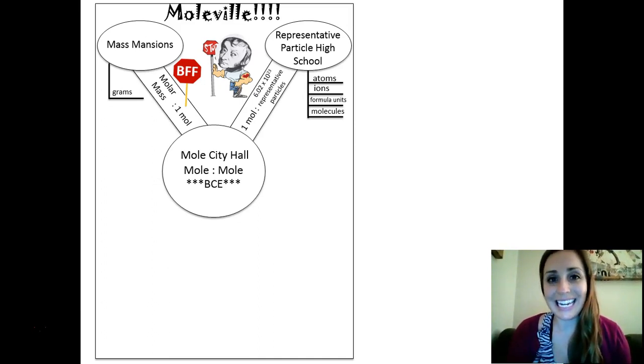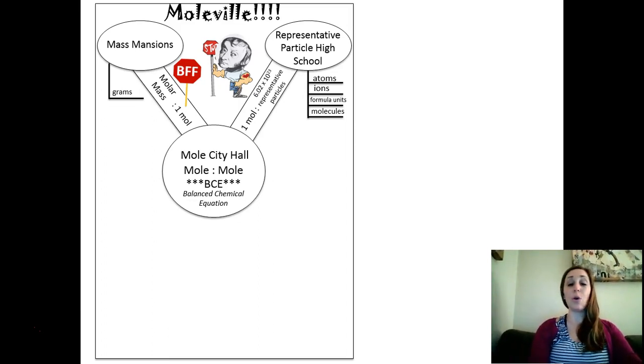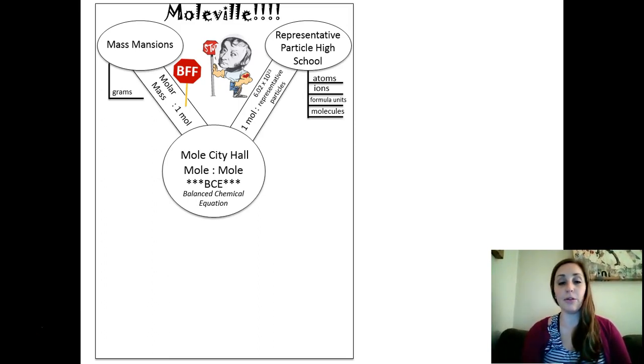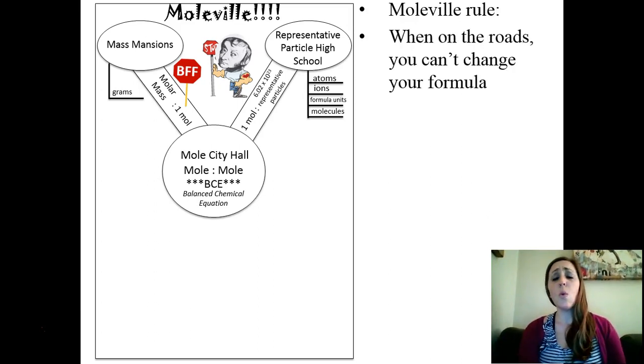So the BCE, and if you want to write yourself a note, that is the balanced chemical equation. So the balanced chemical equation, you're going to use those coefficients to tell you how much of each thing relates to some other substance. So there's another Moleville rule that you need to know. So this goes in your notes. When you're on the road, you can't change your formula.